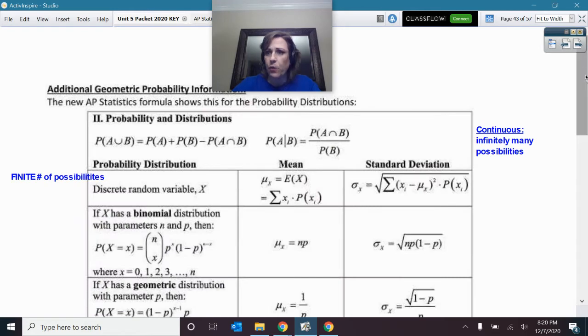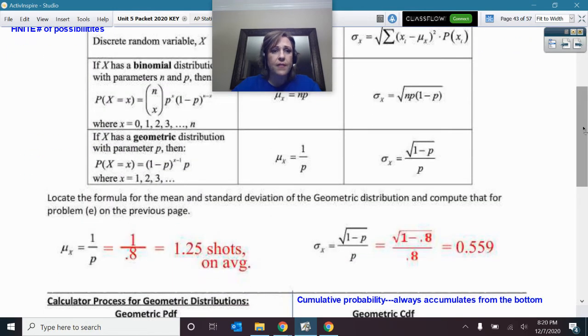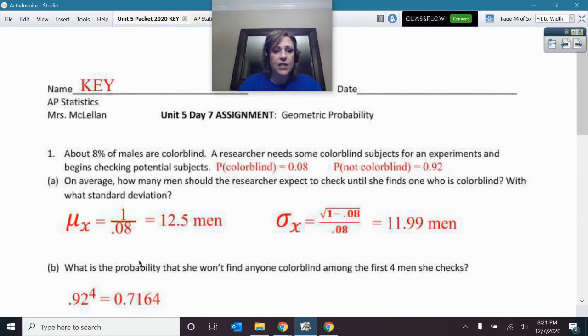Okay. So when we had our formula chart here, what we were dealing with was this little section down here that says for geometric distributions, the mean and the standard deviation. So those were the formulas we used there. And so we got 12.5 men is how many we expect to have to go to find one. And that's an average with that standard deviation of 11.99 men.